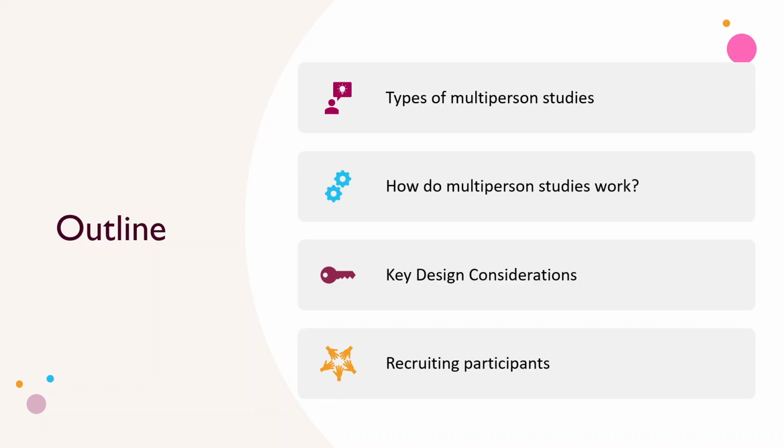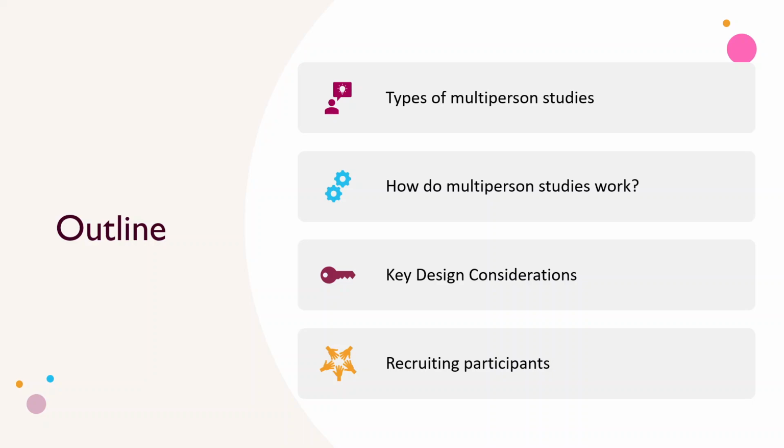Next, we're going to talk about how multi-person studies work. We're going to get into the engineering of it, and we're going to stay at a high level. We're not going to get into the details of the specific kinds of code you would write, but we're just going to think in the abstract. How do you make sure that everyone who is participating in your study has the right data at the right time?